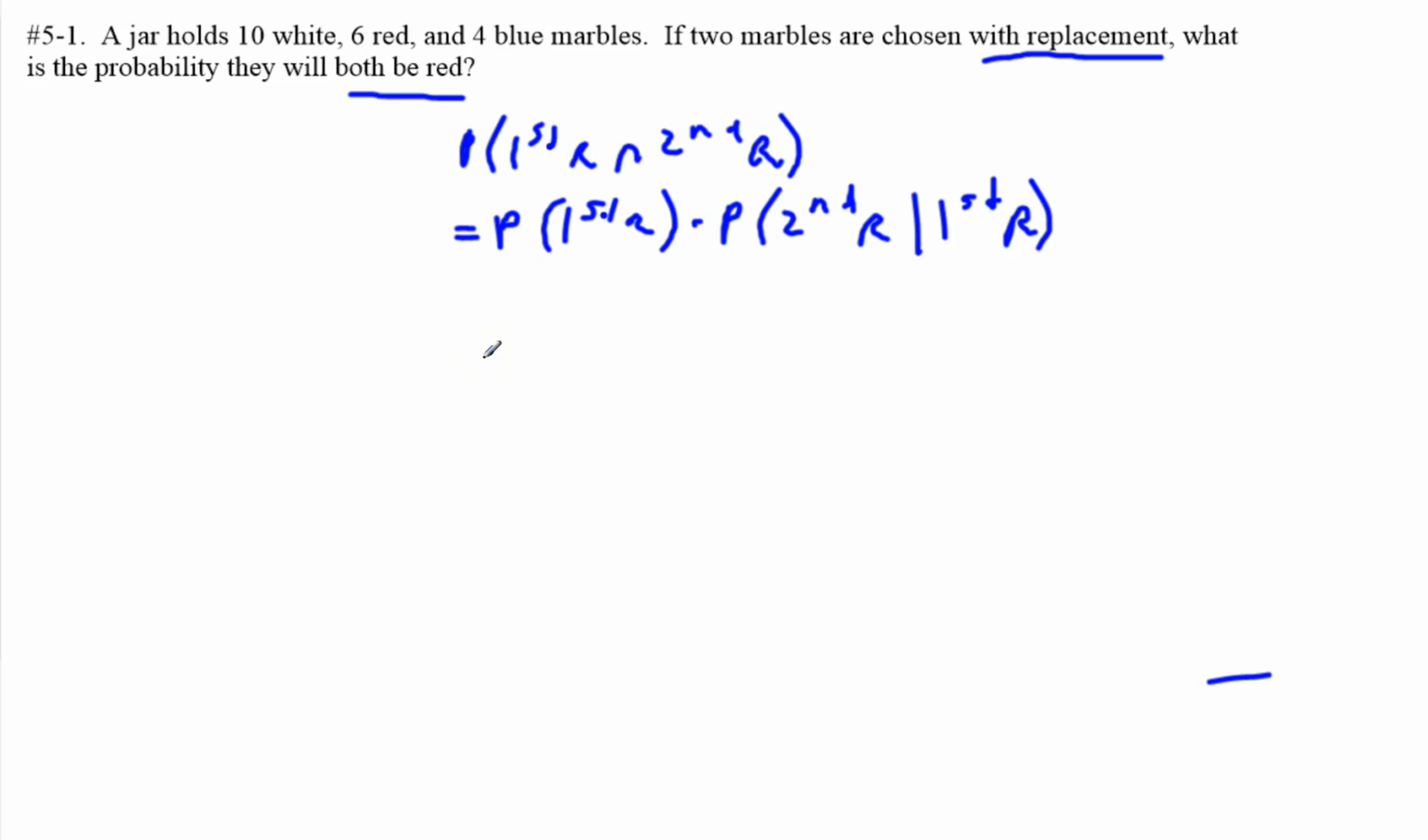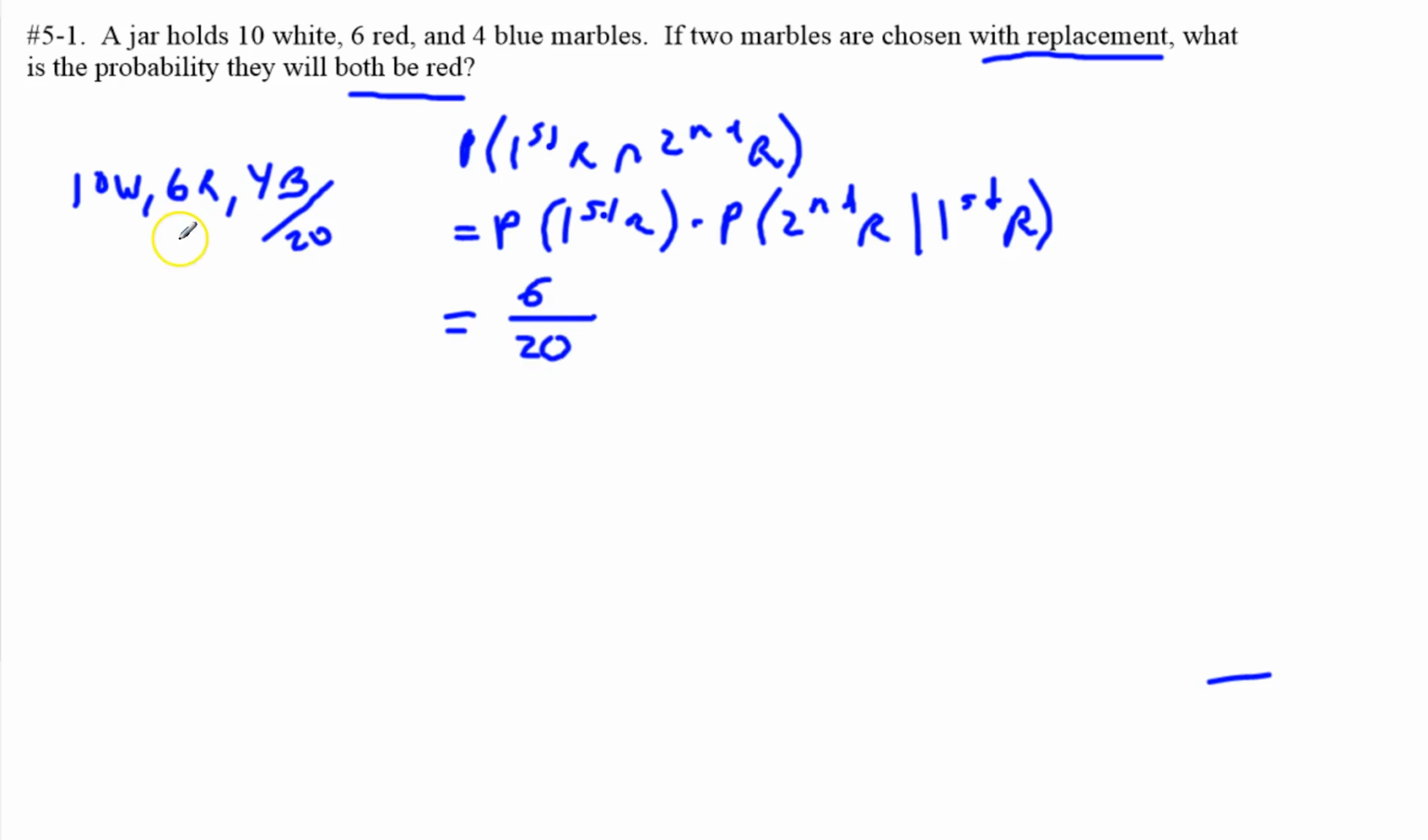Okay, so what do we have? We have a jar with 10 white, 6 red, and 4 blue marbles. We're going to draw one out, and so that means there's a total of 20 marbles there. So this first probability would be out of the 20 marbles. That's the sample space. The event would be drawing a red marble, and there are 6 of those, and they're all equally likely to be chosen. So this is an equally likely case. It's just the number of red marbles over the total number of marbles, so 6 out of 20.